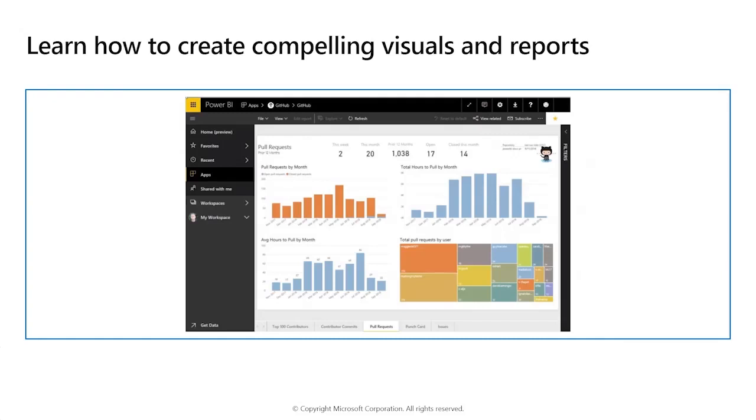Now, a tile in Power BI is a single visualization on a report or a dashboard. It's typically a rectangular box that holds an individual visual. When you're creating a report or dashboard in Power BI, you can move or arrange the tiles however you want. You can make them bigger, you can change the height or the width, and you can group them with other tiles if you want to.